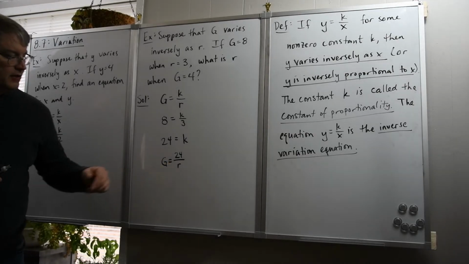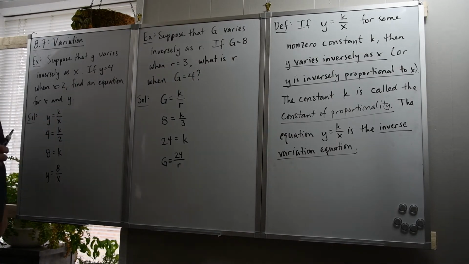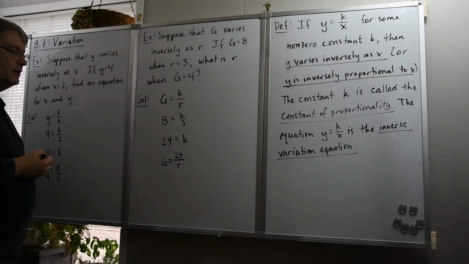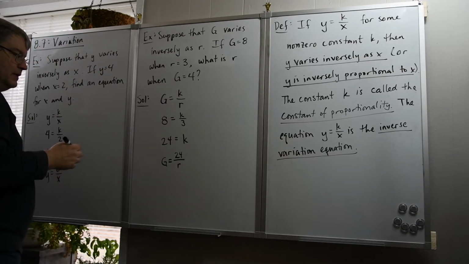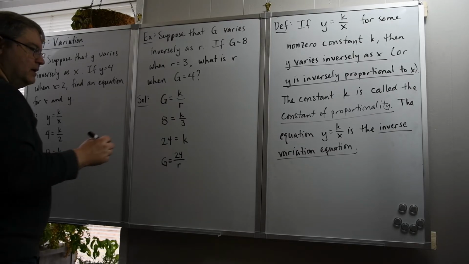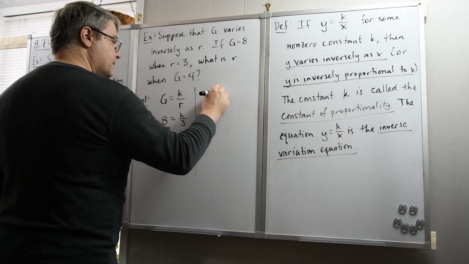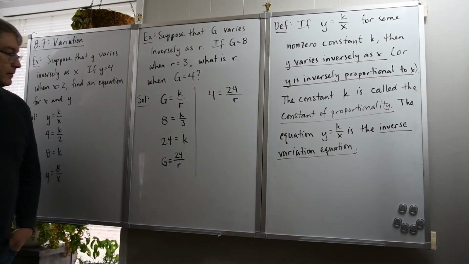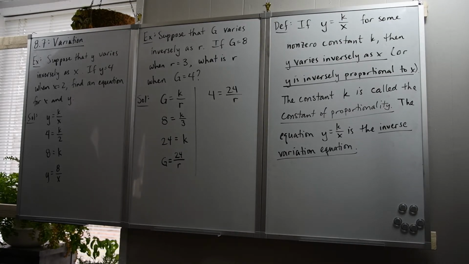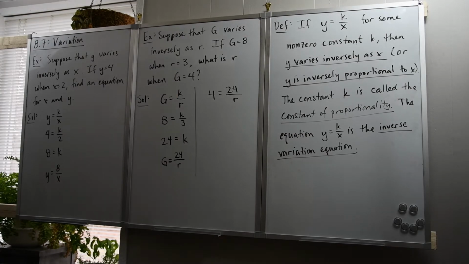Now, once we have that equation, we then take a look at this last part where they're asking us to figure out what R is when G is equal to 4. And so if you think about what's going on in this particular case, then you would have, well, G is equal to 4. So G is equal to 4, we'll have 4 is equal to 24 over R.